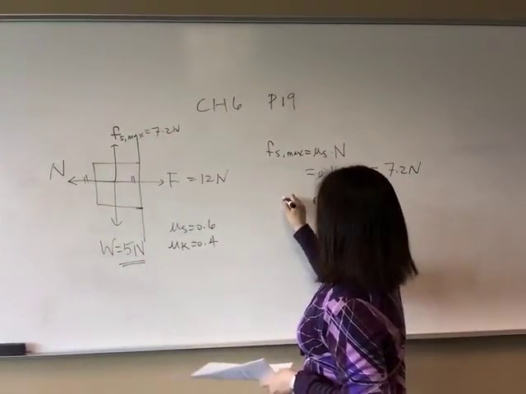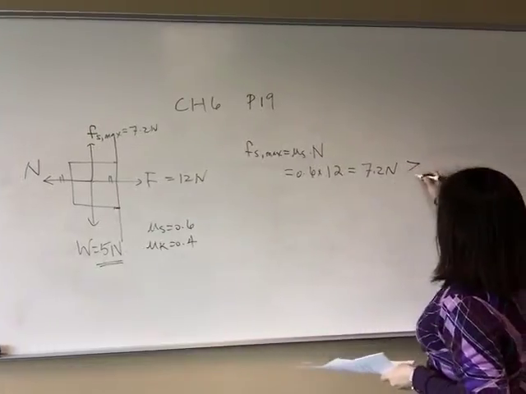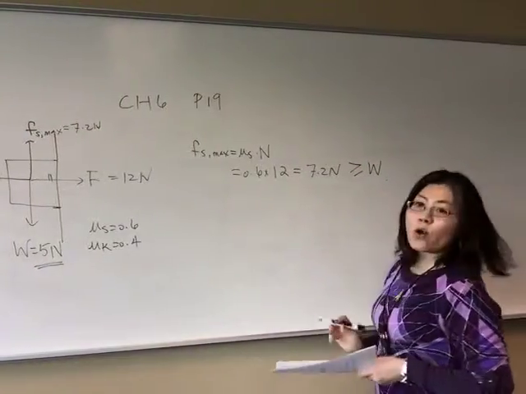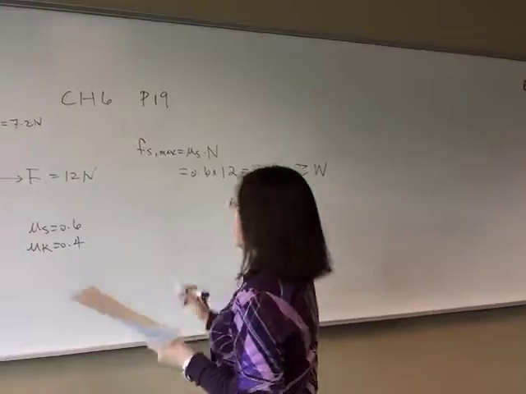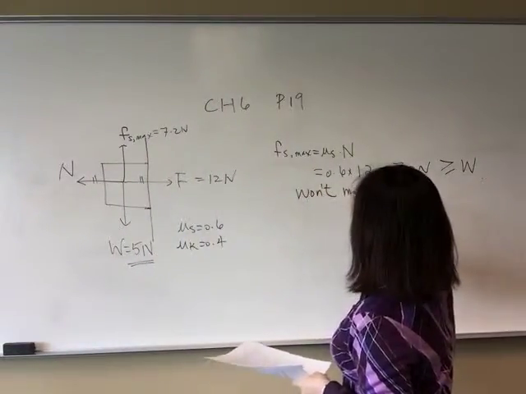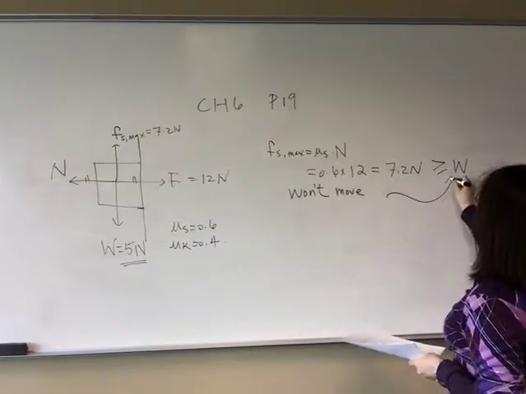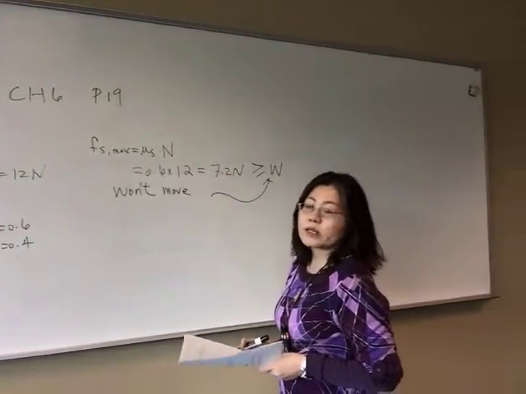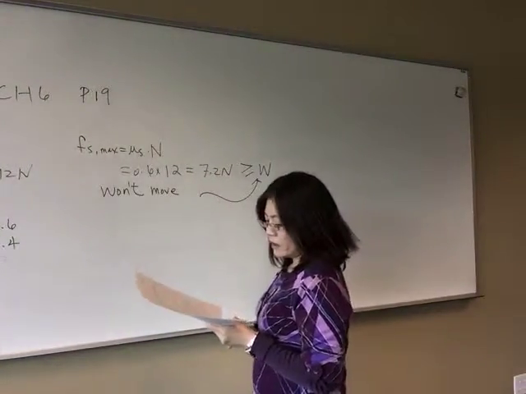So you can see that the maximum static friction is greater than the weight of the block. So this thing will not move. Okay, so it won't move. That's because the maximum static friction is still greater than the weight.